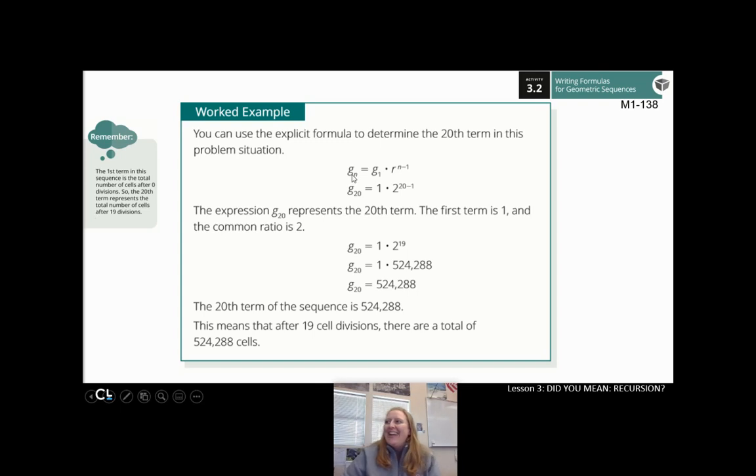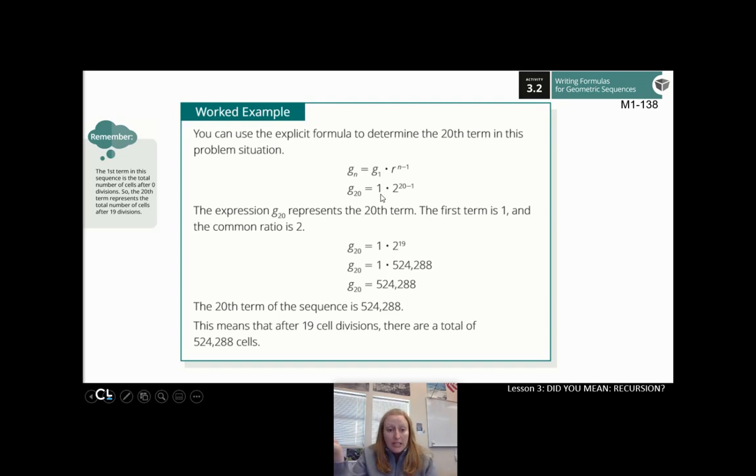All right. So here we are. We've got a worked example of our explicit formula to help us determine the 20th term in this situation. So here is my formula. G sub n equals g sub 1 times r to the n minus 1. Since it's the 20th term, everywhere I see an n, I'm going to plug in a 20. For our particular situation with our cell division, we start off with one cell. So our first term is 1. So instead of g sub 1, I'll plug in a 1.